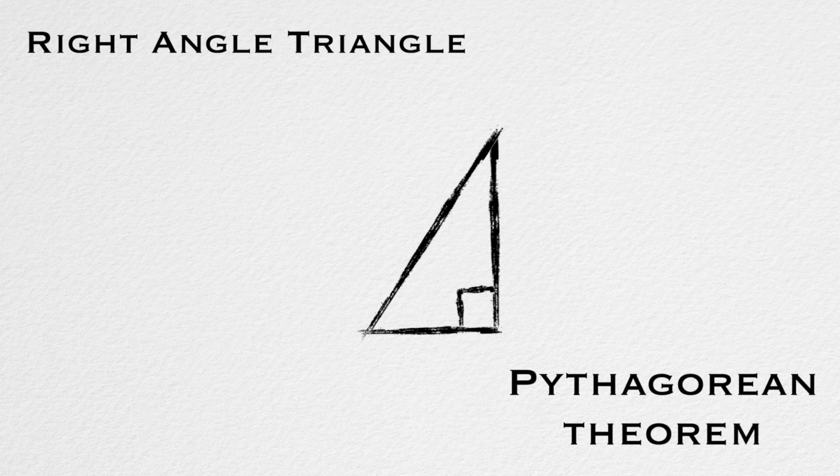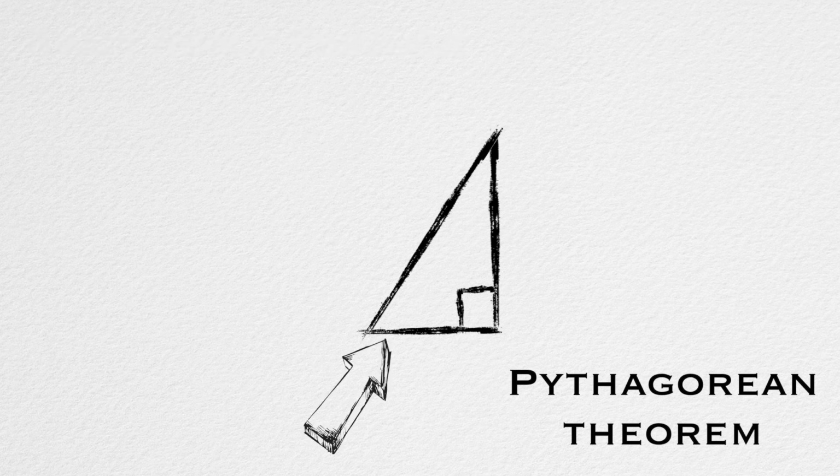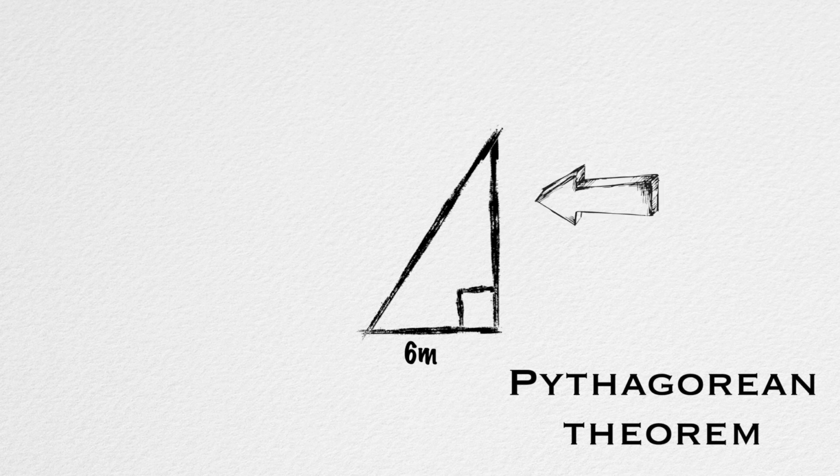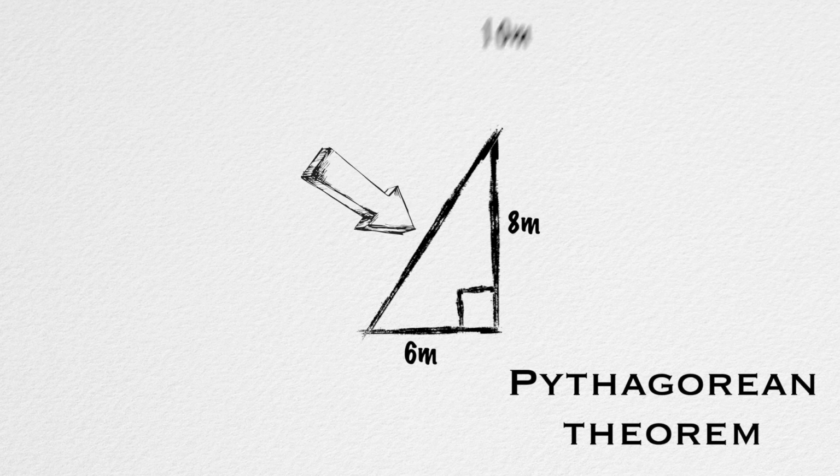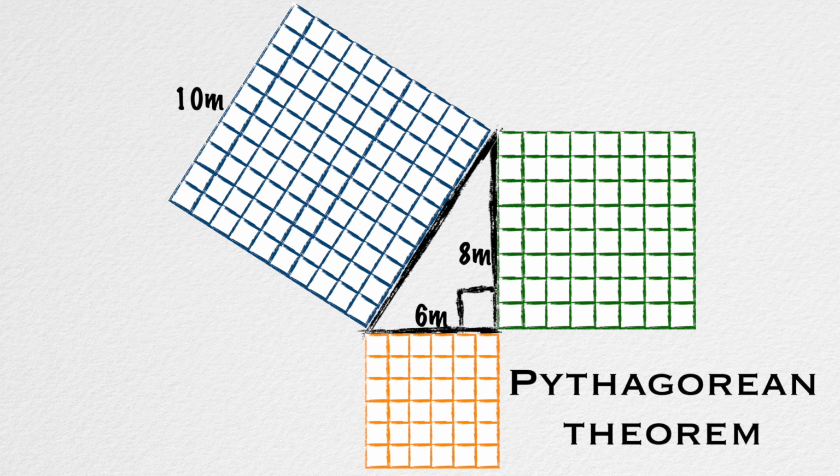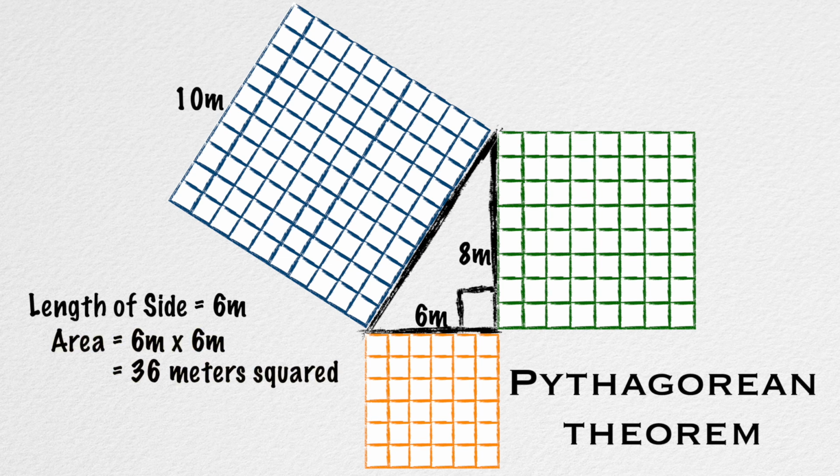Let's look at a final example. In this right-angled triangle, this leg of the triangle is 6 meters, this leg of the triangle is 8 meters, and the hypotenuse is 10 meters. Let's start by finding the area of this square. We know that the side of the square is 6 meters. So, the area of the square is 6 times 6, which is 36 meters squared.